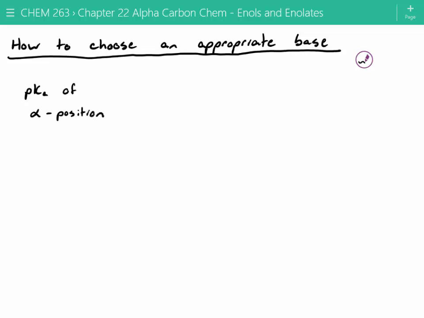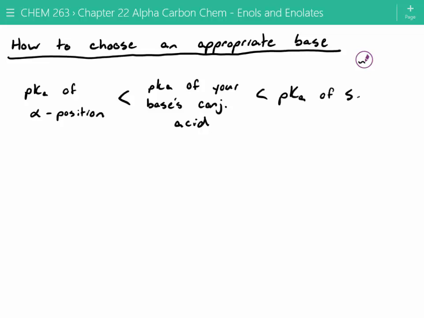The pKa of this alpha position should be less than the pKa of your base's conjugate acid, and this should be less than the pKa of your solvent. And this is an ideal situation.